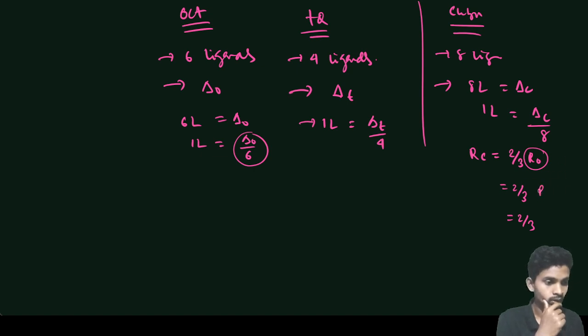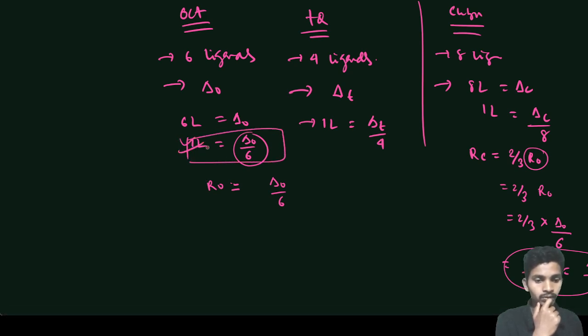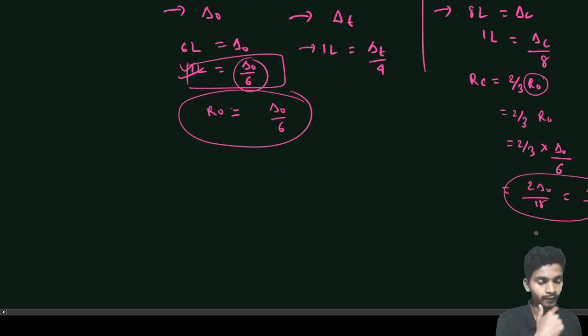So for 1 ligand it is delta naught upon 6. This is R naught, and R naught is equal to how much? Delta naught upon 6. For 1 ligand, R naught is the same, delta naught upon 6, so here I do 2 upon 3 times delta naught upon 6, that becomes 2 delta naught upon 18, which becomes delta naught upon 9. So R naught is equal to delta naught upon 6, and I can put this R naught here and find it out.